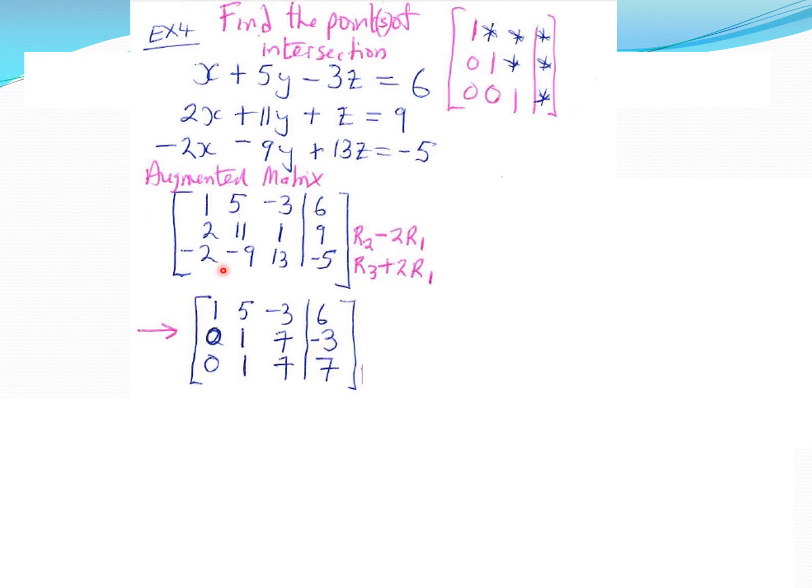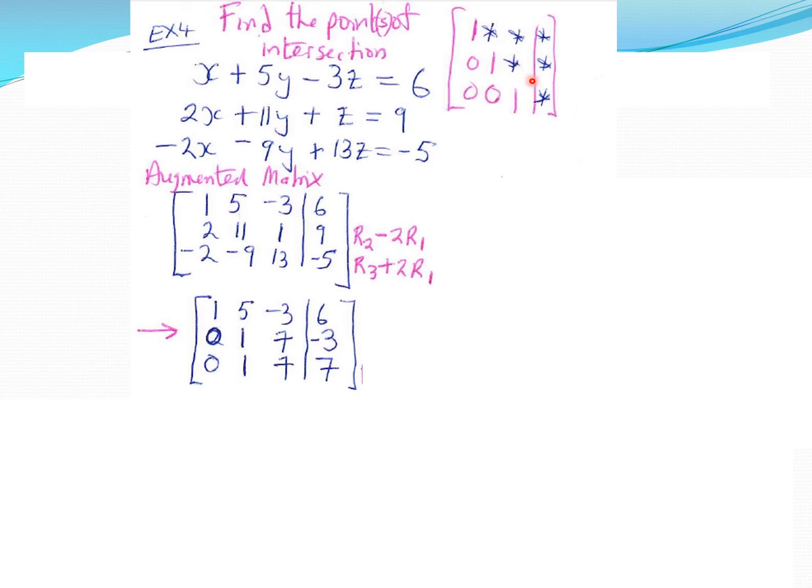Row 3, that's minus 2 there. So it's row 3 plus 2 row 1. Now don't be tempted to do row 3 plus row 2. That might lead to some confusion. You always go back to the pivot. So minus 2 plus 2 1s is 0. Minus 9 plus 2 5s, minus 9 plus 10, which is 1. 13 plus 2 minus 3s, 13 minus 6 is 7. Minus 5 plus 12 is 7.